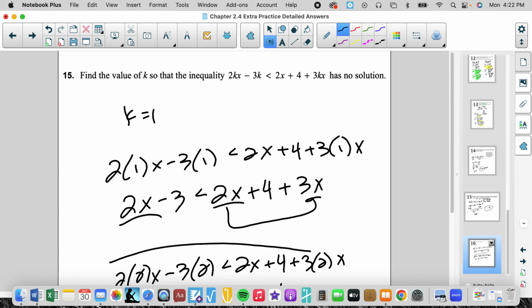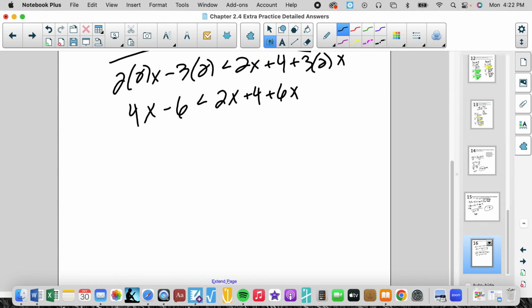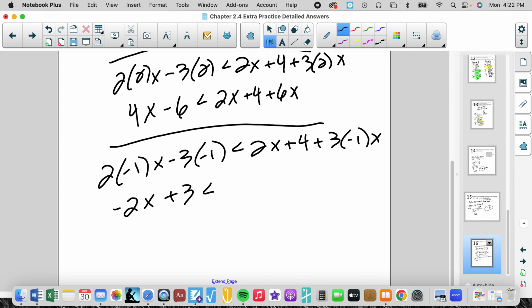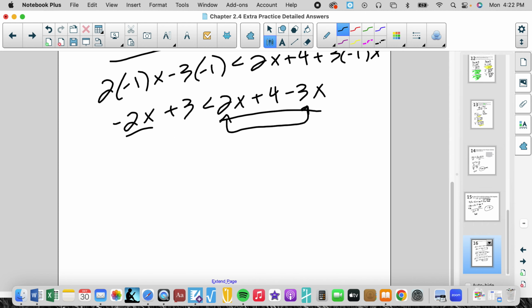Let's try a negative number for k. Let's see what that produces. So I told you that's my inkling. Plus 4 plus 3 times negative 1x. So that's negative 2x plus 3, 2x plus 4 minus 3x. All right, we're getting closer. So notice this produces negative x. So we're closer. So let's do one more.